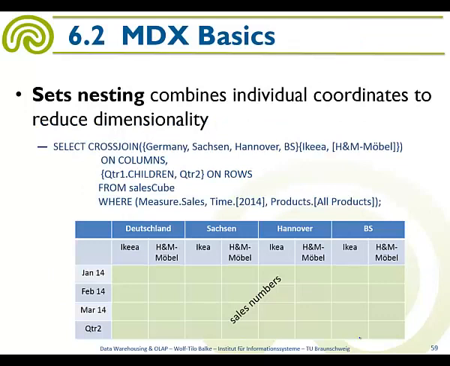Then you have sets that are also built on the node trees, and basically you nest the set to be able to display more than two dimensions in spreadsheets. So the thing is a cross join. You're saying Germany, Sachsen, Hannover, Braunschweig, and you're saying IKEA and H&M Möbel on the columns, which is a nesting of the two dimensions. One is a location dimension, the other one is a store dimension, right?